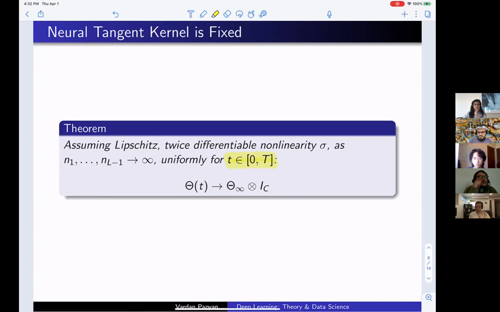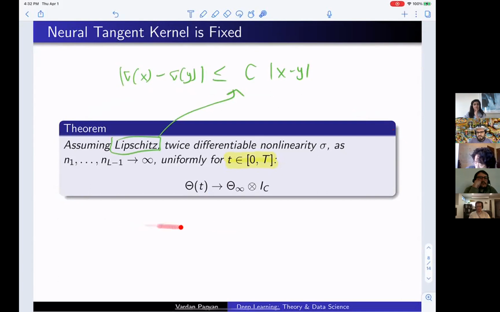Oh, by the way, I didn't say what a Lipschitz function is. Lipschitz means that the nonlinearity sigma applied on x minus the nonlinearity applied on y, in absolute value, is less than some constant times |x - y|. This is the usual definition for Lipschitz. So again, what does this theorem say? This theorem says that even if you train until time T, the NTK still tends to this infinite limit.